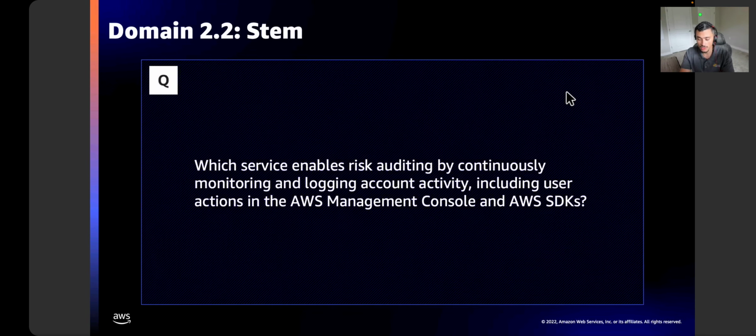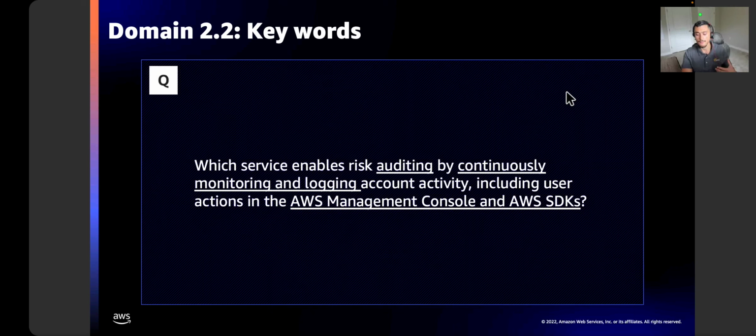So let's go through a question for that subdomain, which asks, which service enables risk auditing by continuously monitoring and logging account activity, including user actions in the AWS Management Console and AWS SDKs, right? So pulling out the keywords here, right? Auditing, continuously monitoring and logging. I would also include account activity in there as well as user actions, right? Those seem like keywords to me, right? So what is the service that enables that? Feel free to drop your answers in the chat.